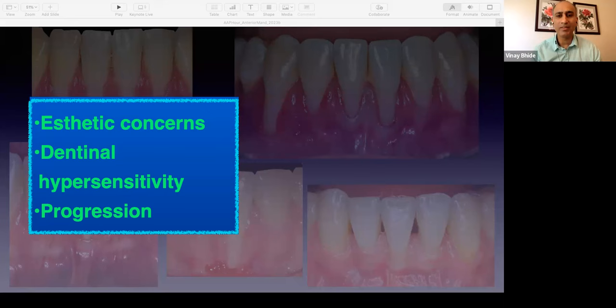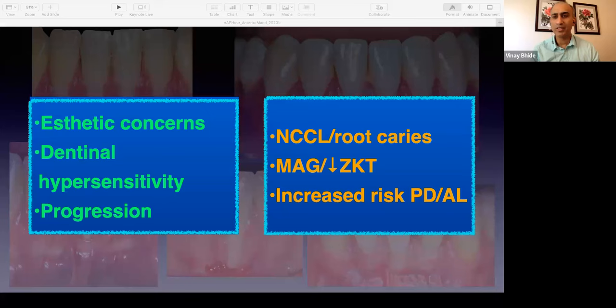On the clinical side, what do we see? We see the non-caries cervical lesions, such as abrasion, erosions, abfractions, maybe even root caries. With increasing recession, we'll typically see an erosion of the zone of keratinized tissue, which will also predispose us to minimally attached gingiva. And this, furthermore, will increase the risk of the patient developing periodontal disease and attachment loss.